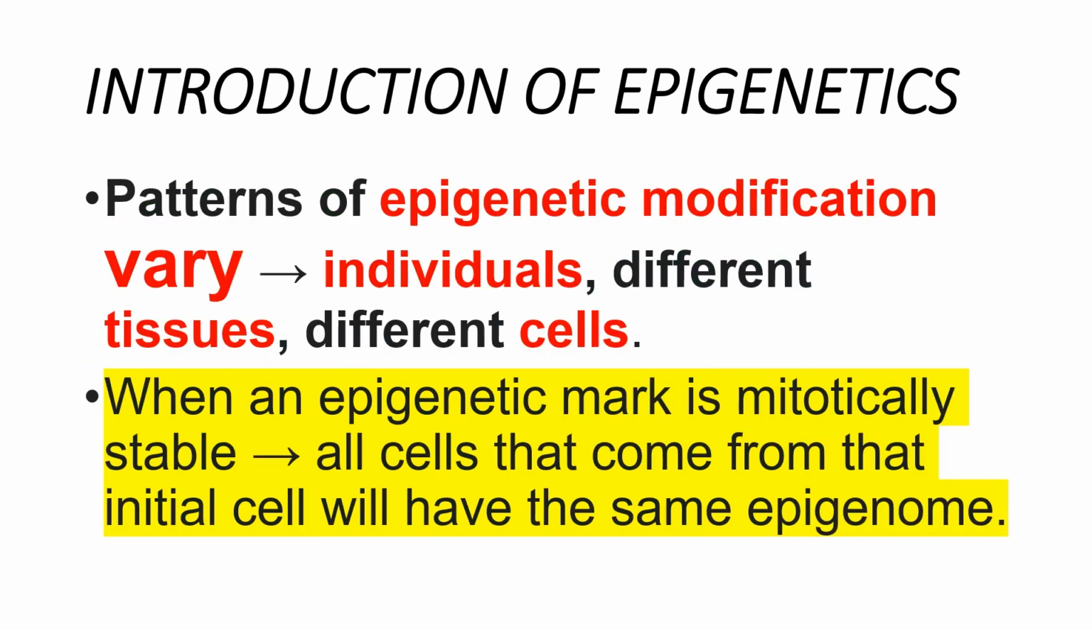Patterns of epigenetic modification vary between individuals, between different tissues within an individual, and even between different cells within a tissue. When an epigenetic mark is mitotically stable, all the cells that come from that initial cell will have the same epigenome. Effects that occur early in life, like an environmental signal, could modify a cell's epigenetic marks that would then be mitotically stable and appear later in development in the tissues and the cells residing in these tissues.